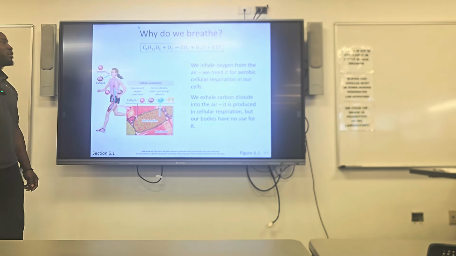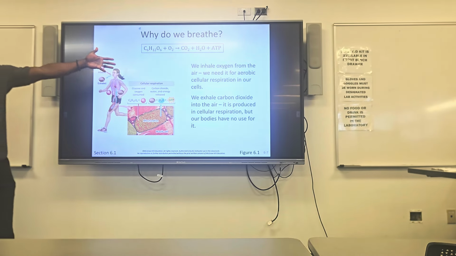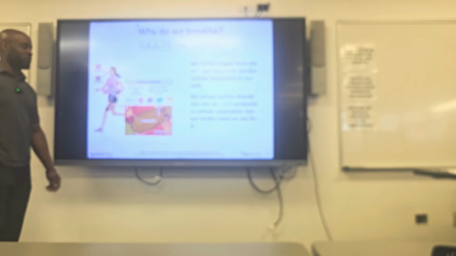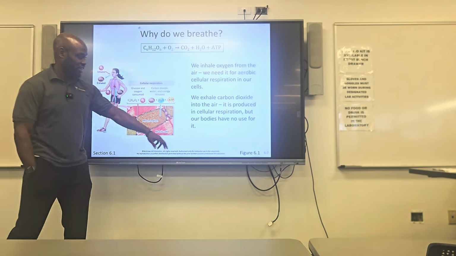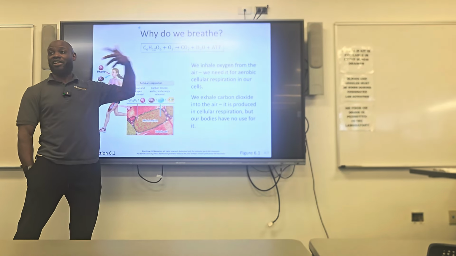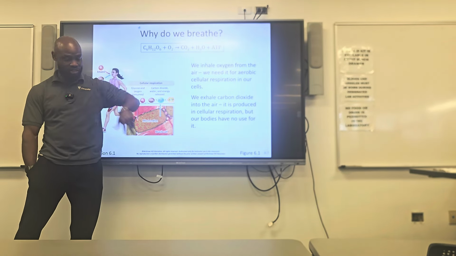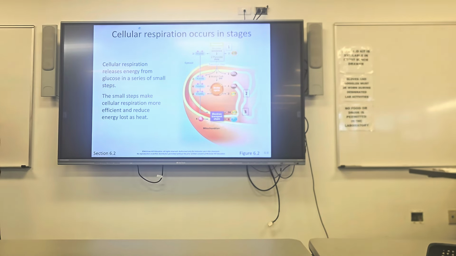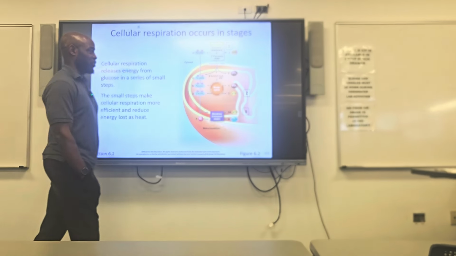So anyways, why do we breathe? We inhale oxygen from the air. We need it for aerobic cellular respiration. We've already talked about that. That's why we breathe. The oxygen comes from the air we breathe. We breathe in oxygen, right? You need that. All right, so cellular respiration occurs in stages, right?